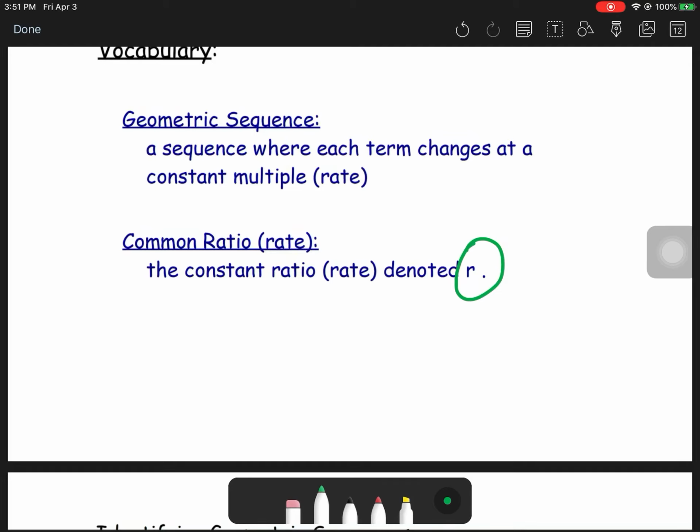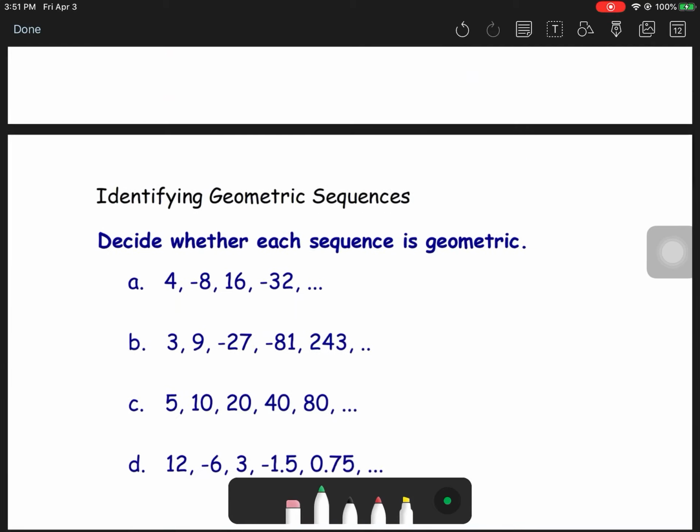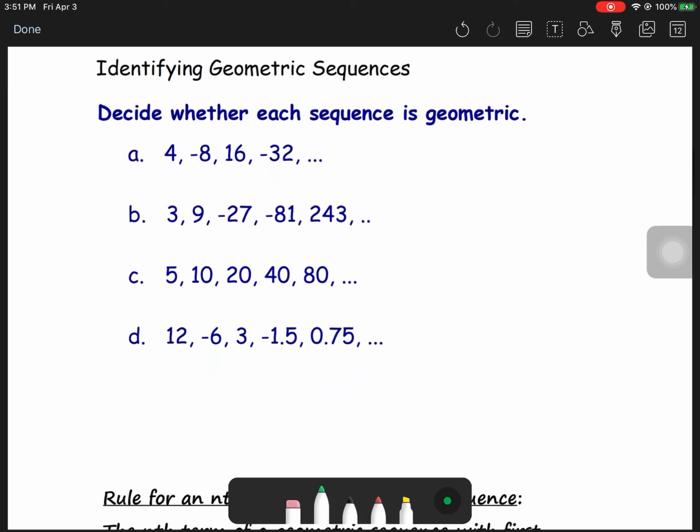So if we take a look at the next section, we want to determine if these are actually geometric sequences. So could you look at the first set of numbers and tell me, are we multiplying by the exact same number each time to get to the next term? In letter A, we are. We're multiplying by -2 each time, so this one would be yes. This is a geometric sequence.